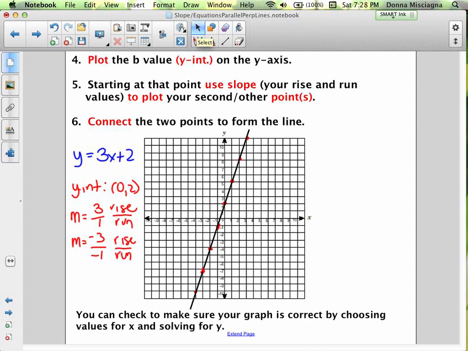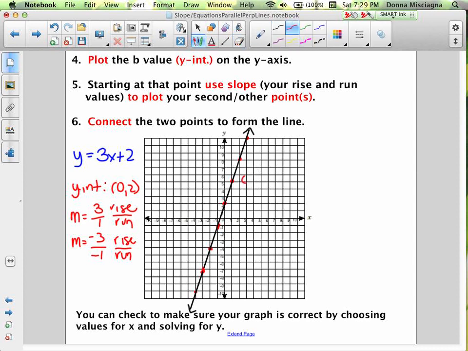All right, and there's our equation. We should put arrows, right, because it keeps on going forever and ever. And you can always check to make sure your graph is correct by choosing some values for x and solving for y, or just plugging in an x, y point and seeing if it makes sense. All right, we'll just do that, just to practice that. So here we have the point (5, 1), (1, 5).